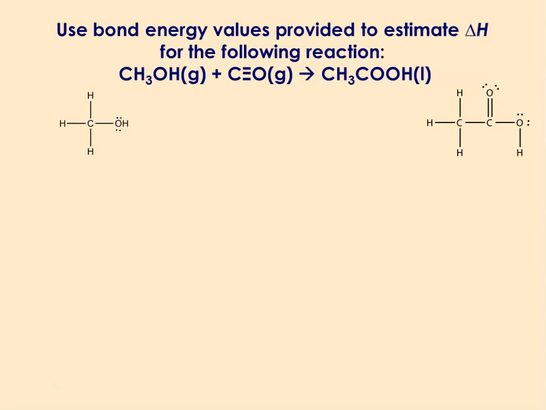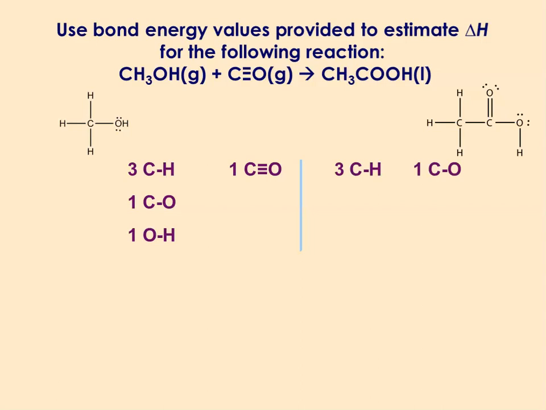So if we look at the reactants and products, we see that methanol, CH3OH, has 3 C-H bonds, 1 C single bonded O bond, and 1 O single bonded H bond. We see that carbon monoxide has a triple bond. And then we see over here with acetic acid, we have 3 C-H bonds again. We have 1 C single bonded O bond again. We have a C single bonded C bond, an O single bonded H bond, and we also have a double bonded C=O.